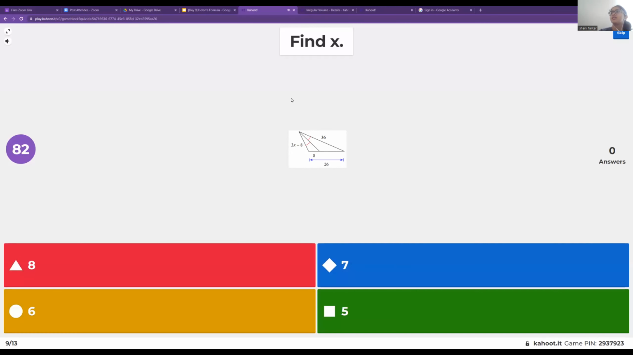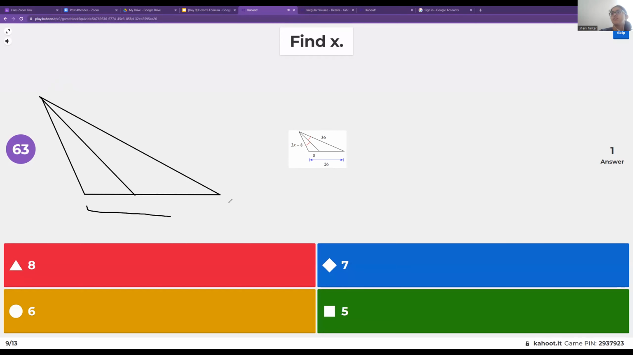Okay, so this again is a small image. You wrote the diagram wrong for the 3x part. Oh, yeah, sorry about that. Yeah, it's 3x minus 8.